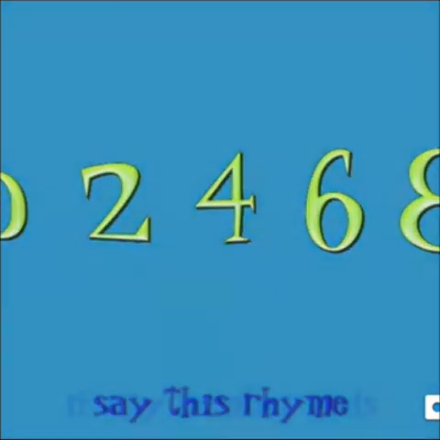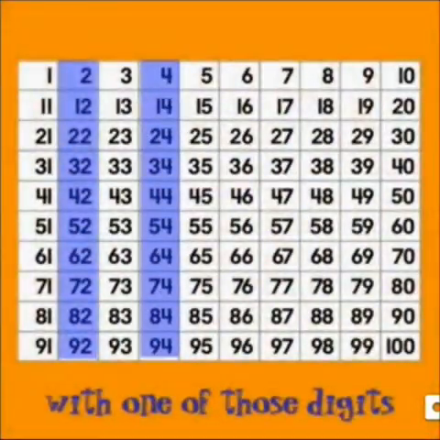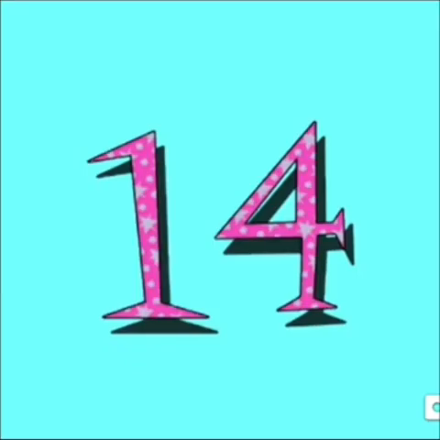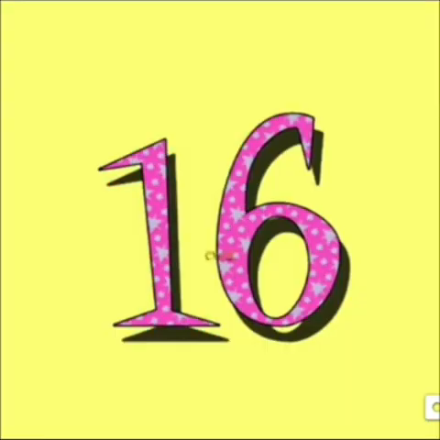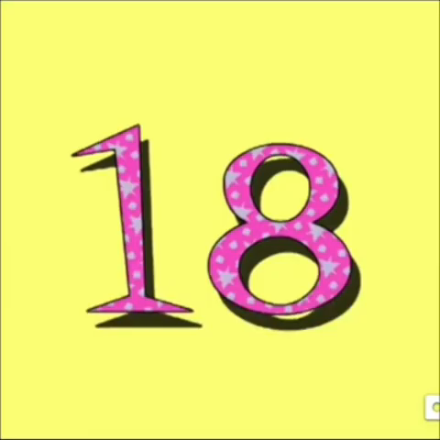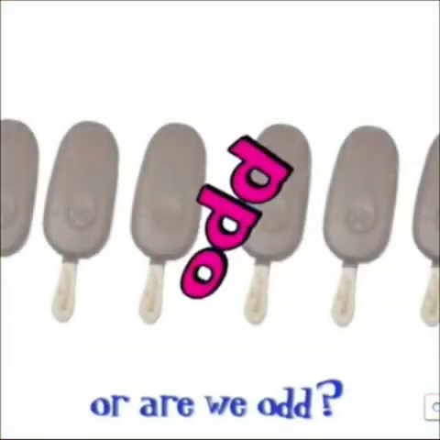0, 2, 4, 6, 8. Say this rhyme. If any number ends with one of those digits, then that number's even every time. 11, odd. 14, even. 16, even. 13, odd. 15, odd. 18, even. 20, even. 21, odd.